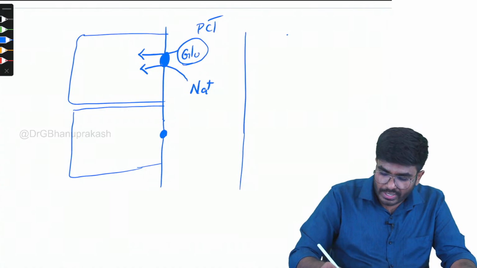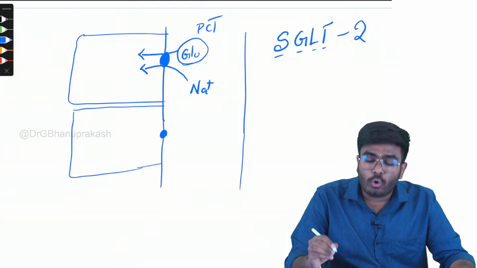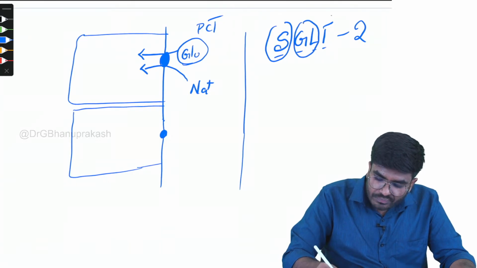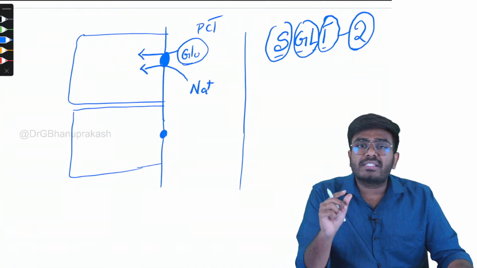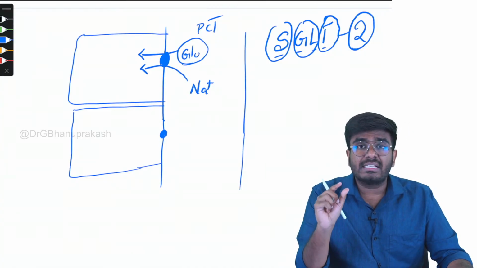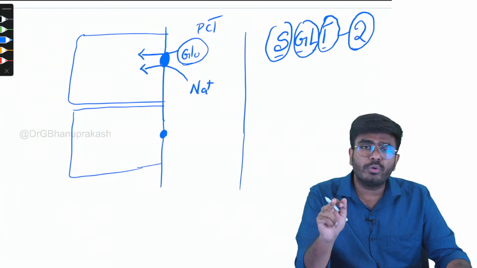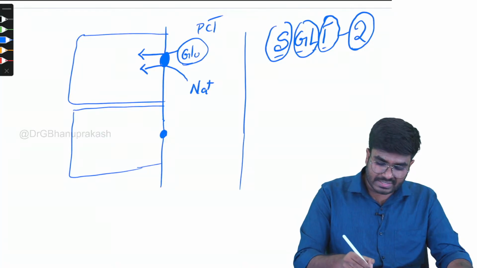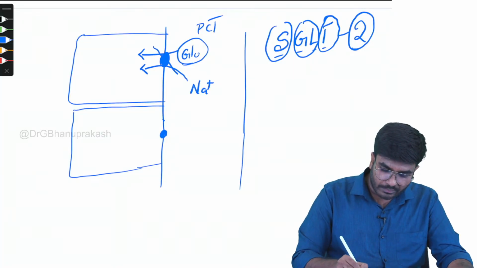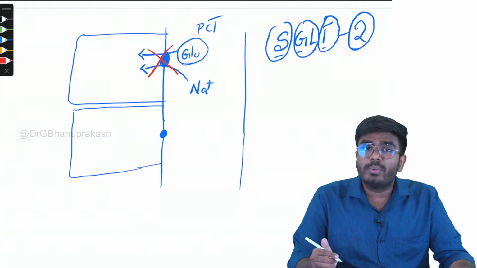So this transporter is called SGLT, SGLT type 2. What is this SGLT? Sodium glucose co-transporter type 2. SGLT type 2 is present in which part of the body? It is present in the proximal convoluted tubules, no doubt. Now what is it doing? It is reabsorbing the glucose along with the sodium. Now the concept is that if you can inhibit this transporter, what will happen? Glucose is not going to be reabsorbed.